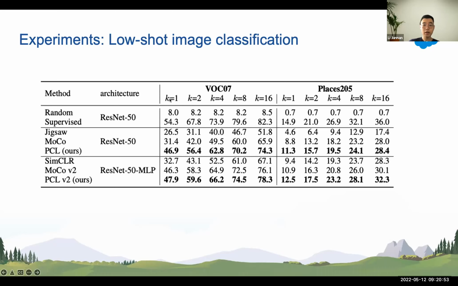And here the k in the table basically means how many labeled samples we have on this downstream dataset, which is a low-shot image classification scenario. And if we compare with MoCo from Facebook and SimCLR from Google, you can see that our method can outperform those methods on this downstream task.